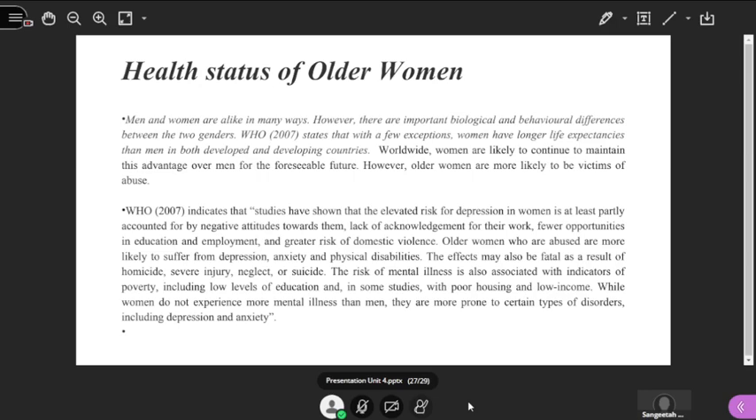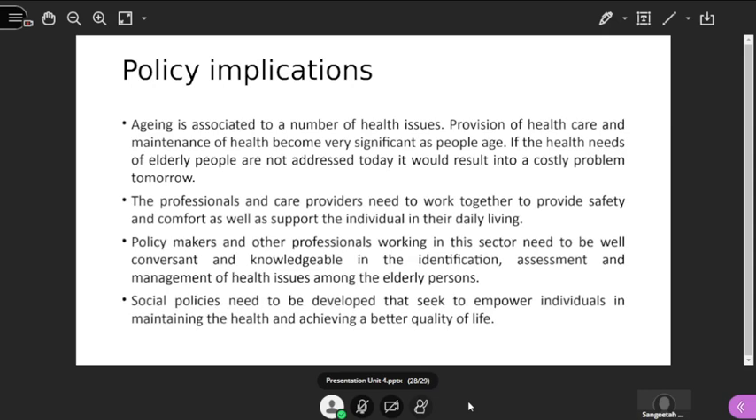So the risk of mental illness is also associated with indicators of poverty, including low levels of education, and in some studies with poor housing and low income. So while women do not experience more mental illness than men, they are more prone to certain types of disorders, including depression and anxiety. So what are the policy implications?